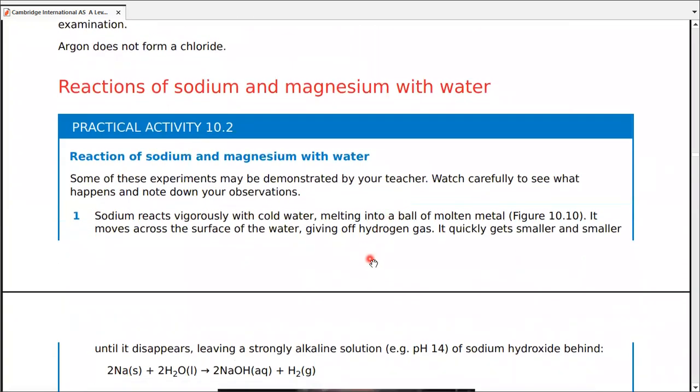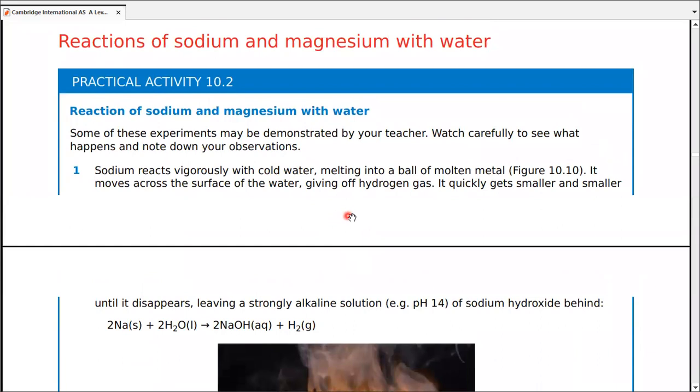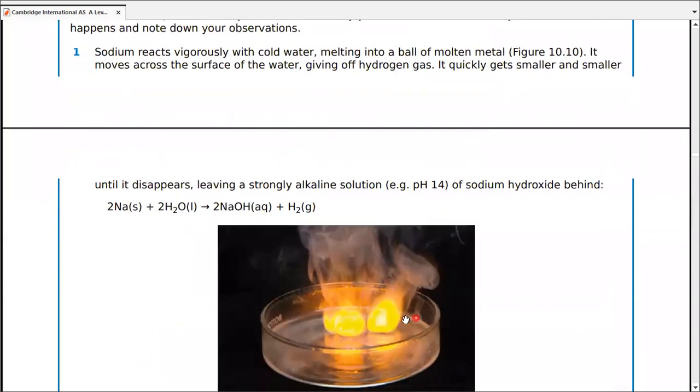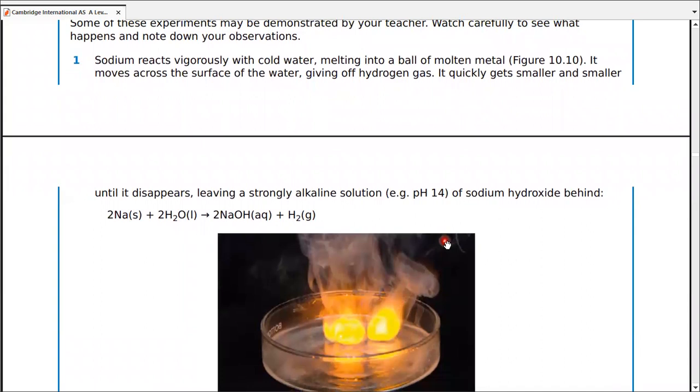Now, reactions with water. Reaction of sodium and magnesium with water, if we are going to do it this way, I hope you understand sodium reacts vigorously with cold water. It melts into a ball of molten metal, like you can see over here. It moves across the surface of water, giving off hydrogen gas. It quickly gets smaller and smaller until it disappears. It leaves a strongly alkaline solution, pH 14, of sodium hydroxide behind.